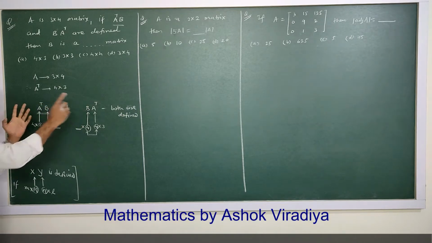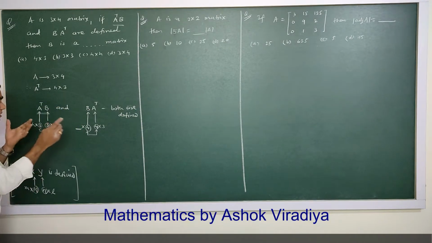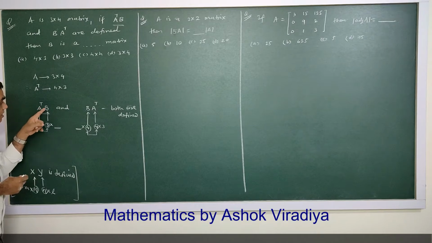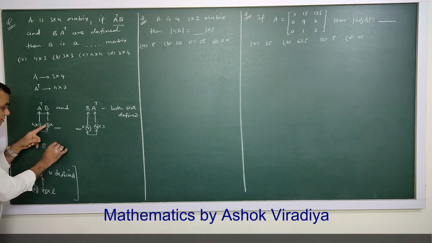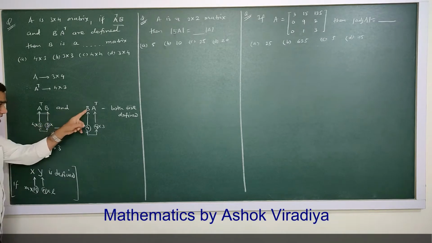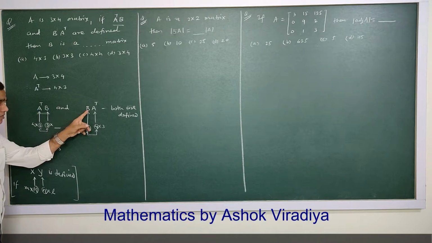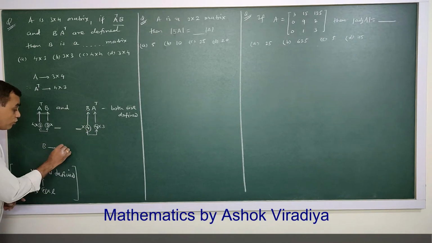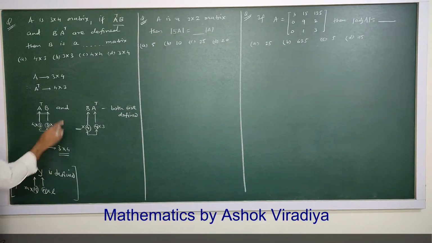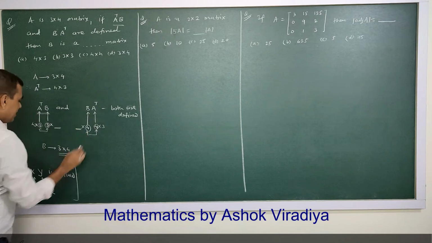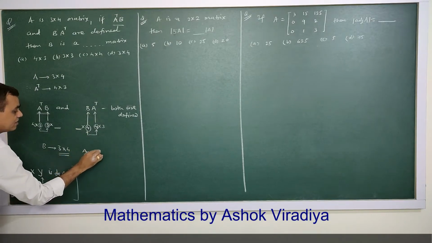Now both are defined. So now look at both. The number of rows in B is 3. So in B, the number of rows is 3. And here from this statement, in B the number of columns is 4. So the order of B is 3 by 4. So this is the answer, 3 by 4. So D. The answer is D.